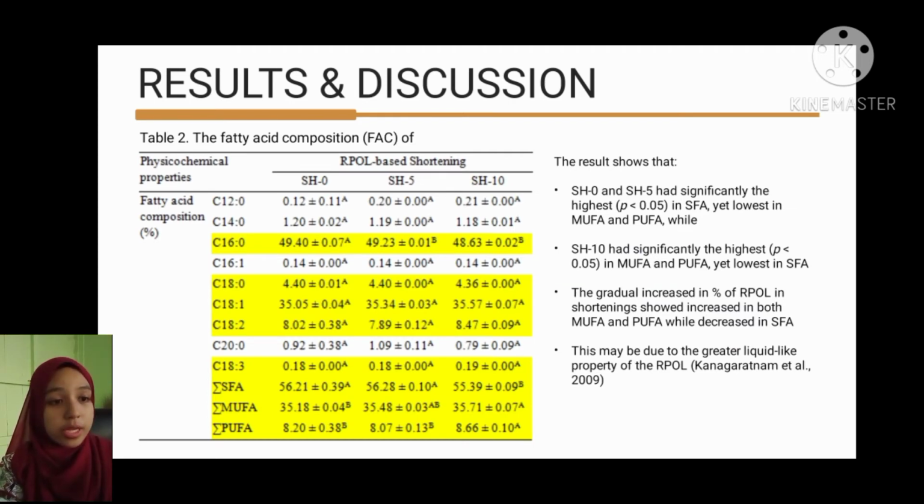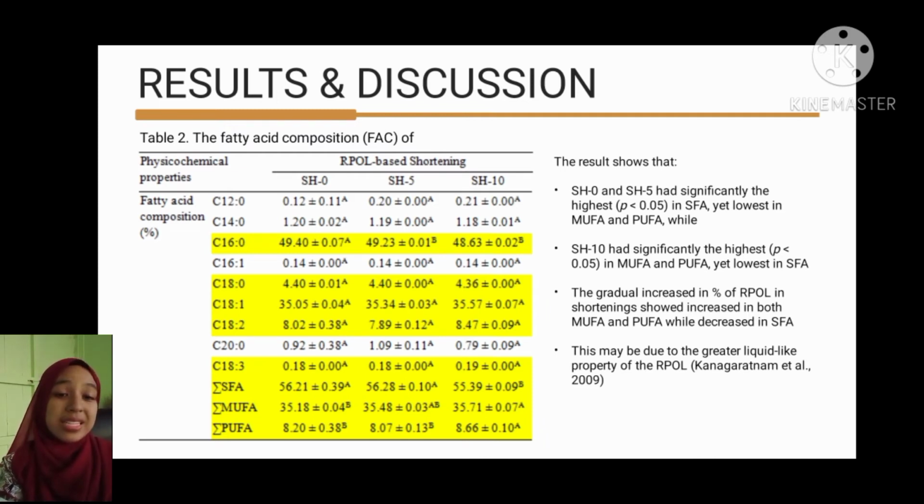So I would like to proceed with the results and discussion obtained in my studies. The first result, based on Table 2 shown on the screen, illustrates the fatty acid composition of the shortening. Based on this result, we can see that SH0 and SH5 had significantly the highest saturated fatty acid composition, yet the lowest monounsaturated fatty acid and polyunsaturated fatty acid.